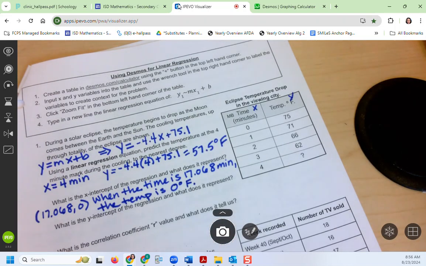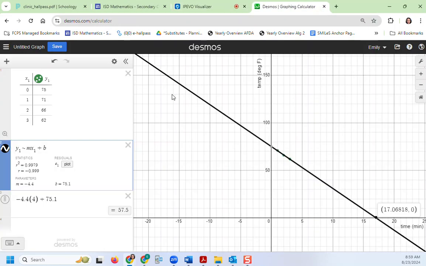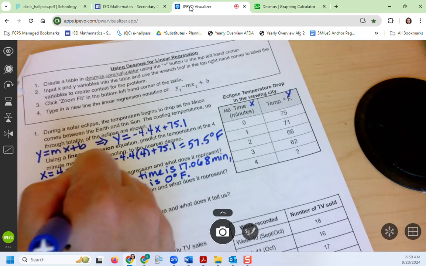All right, I want you to click on the y-intercept and try to interpret what the y-intercept means, and then compare with your neighbor and see if they're getting the same thing as you. All right, so I'm going to click it right here. It's where the line crosses the y-axis, and I get 0, 75.1. So I'm going to write that down. 0, 75.1.